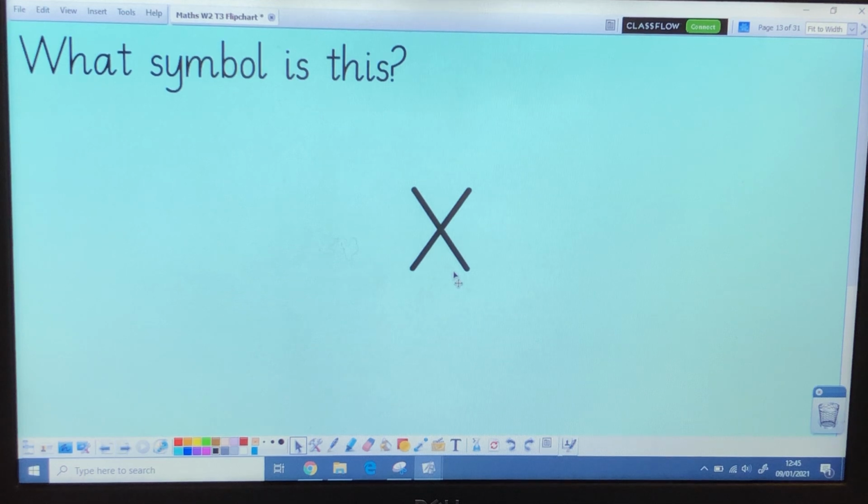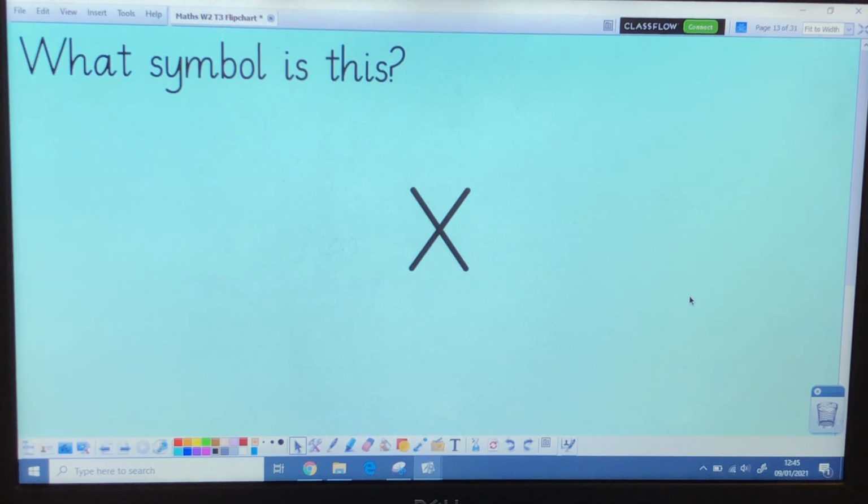So, we're going to recap what this symbol is first. I want you to pause the video there and tell your grown up at home or write down the names that we can use for this symbol in maths. Okay, I'm going to give you your answers. So, we can call it a multiplication symbol. We can call it a time symbol. We also use lots of on Monday or Tuesday, depending on what class you were in, to describe this symbol. Now, there are other names that we can use, but we've just been using those at the moment.